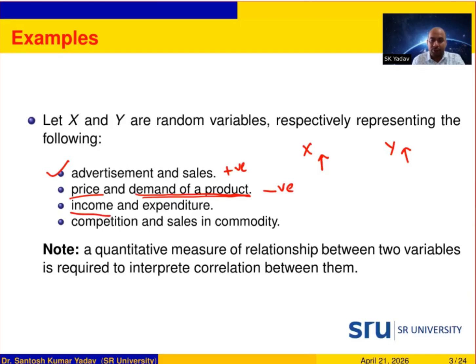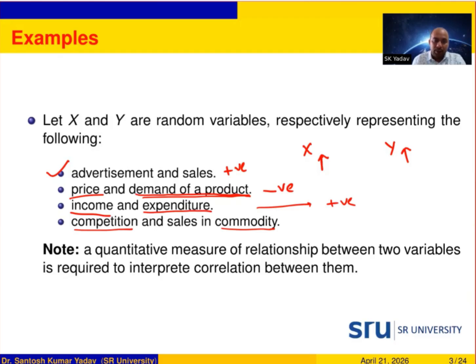Similarly, income and expenditure. Whenever you have more income, your expenditures increase. For example, students are getting pocket money. Once they get into a job, their expenditure automatically increases. So this is a direct kind of positive correlation. Similarly, competition and sales in a commodity. Whenever we have more competition, sales will be less because the number of people in the community is the same. If there are more shops in a particular community, sales of each individual will decrease. So whenever competition increases, sales decrease.